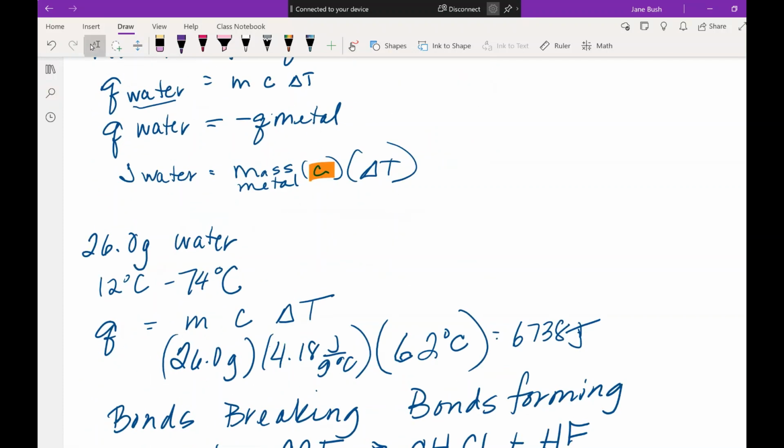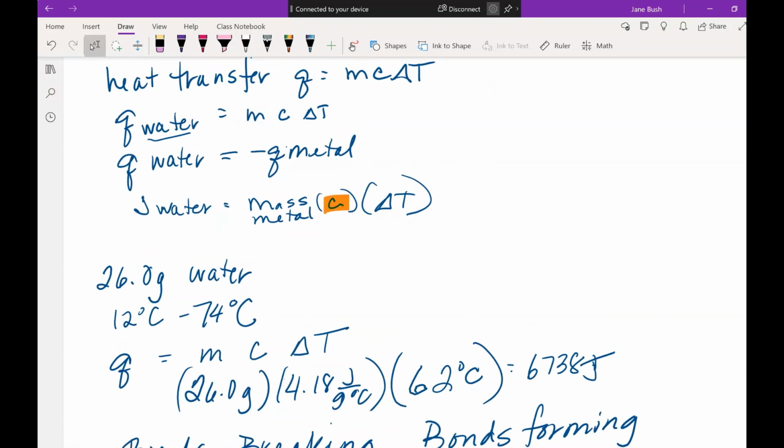The next thing would be if we had just used Q equals MCΔT. If we have 26 grams of water, the mass is 26. If we know the temperature change, and we know the specific heat is 4.18, we can multiply those all out. 26 times 4.18 times 62 is equal to 6738.16 joules. Everybody understands how to use that.